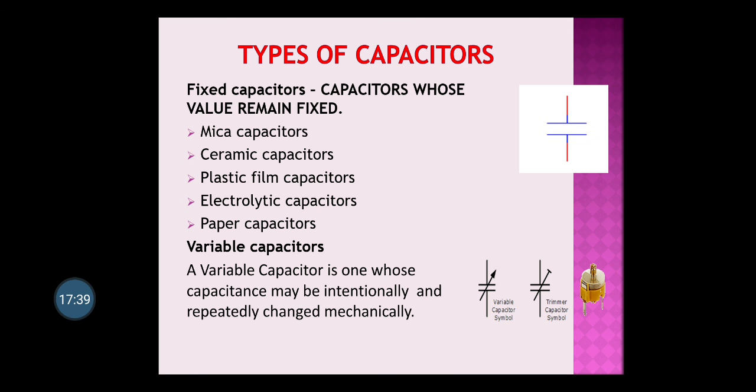And then the next is variable capacitors. These are capacitors whose values can be changed intentionally, repeatedly. If you want to change the value of the capacitor in a certain circuit, and in another circuit you want to change it again, you can do it. That is a variable capacitor. The symbols of the fixed capacitor and the variable capacitor are shown here. You can see the arrow. If there is an arrow, it is variable. If there is no arrow, it is fixed.